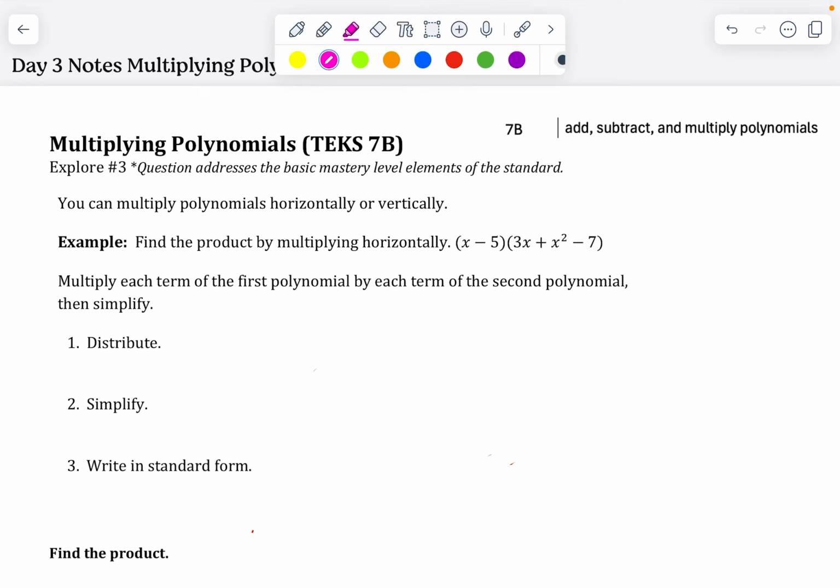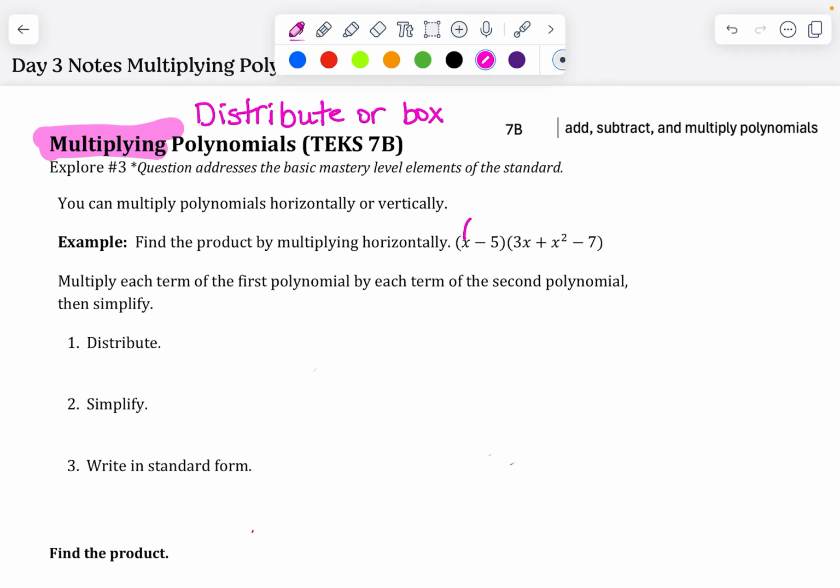Okay, we're going to start with multiplying polynomials. We've done this before. We're going to do it with either distributing, or you can use the box. So I'll take turns doing both ways, and then you just pick the way you like.